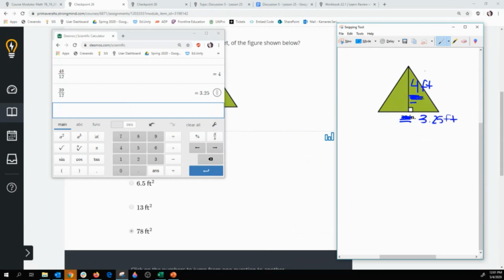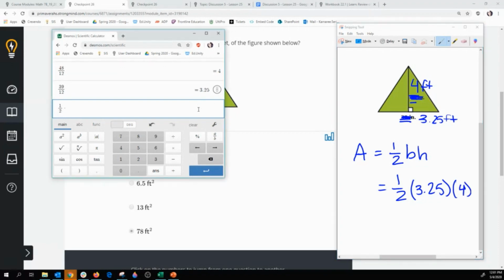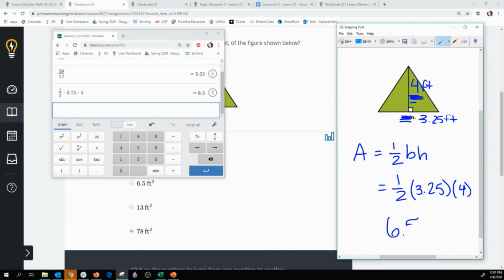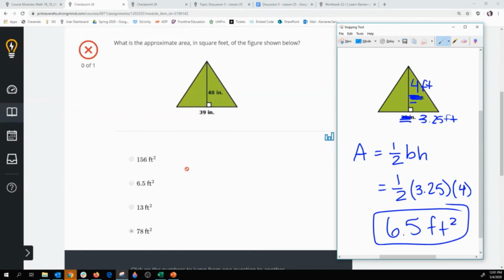All right, so now we have our units in feet, which is good because that's what our answer wants. So all we have to do now is plug them into our area formula. So remember, area of a triangle is going to be 1/2 base times height. So I'd have 1/2 times my base, which is 3.25, times my height, which is 4. And then we can type this into a calculator. So 1/2 times 3.25 times 4 gives me 6.5. So the area of this triangle in feet is going to be 6.5 feet.